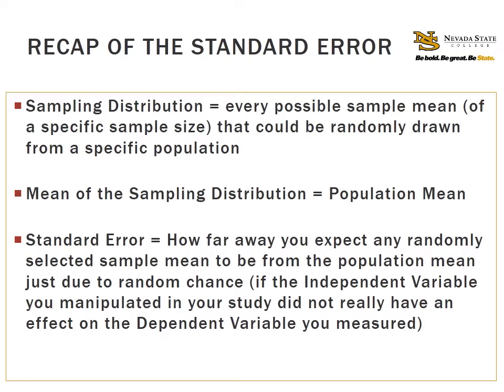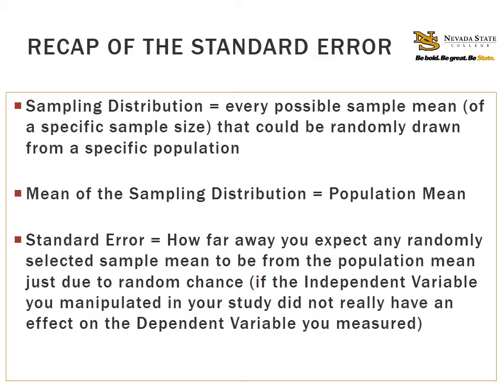Standard error. Remember, that is how far away you expect any randomly selected sample mean to be from the population mean just due to random chance. Or in other words, if the independent variable that you manipulated in your study did not really have an effect on the dependent variable, how much of a difference would you expect to see no matter what? Just naturally occurring differences that have nothing to do with what you manipulated in your study, just differences due to chance.